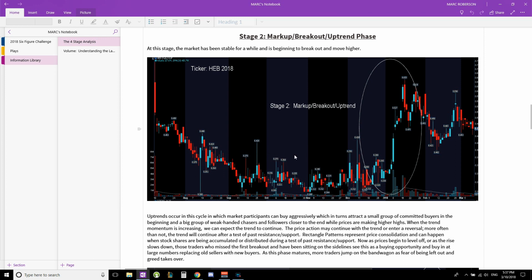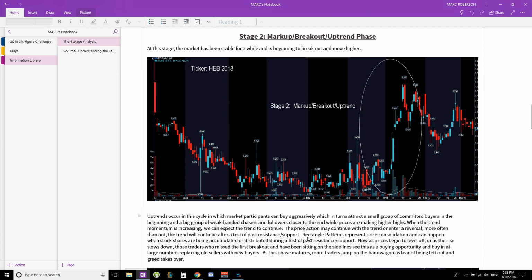So if I was able to draw a line straight across, you would see that the price action came back to test this area to make sure that the trend was still intact, and then it tested that area and came back up. So this is what they're talking about when they say more often than not the trend will continue after a test of past resistance, in the context of a stock breaking out.